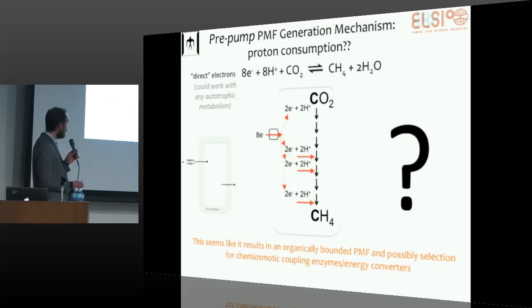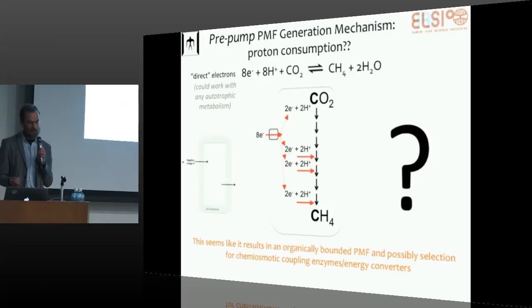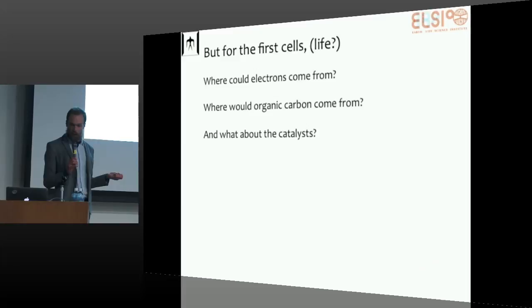You could do this with any autotrophic metabolism. You could take the RCA cycle, you could take an acetogen. Anytime you put electrons onto CO2, it requires protons, and so you can consume protons this way and make a chemiosmotic potential. But where would the electrons come from? Where would the organic carbon come from for this whole process to be happening? And what about the catalysts?